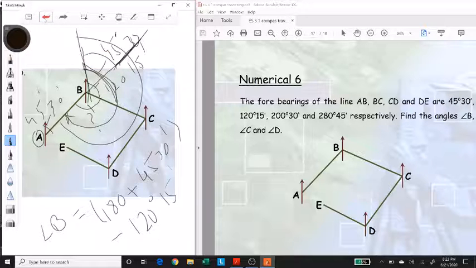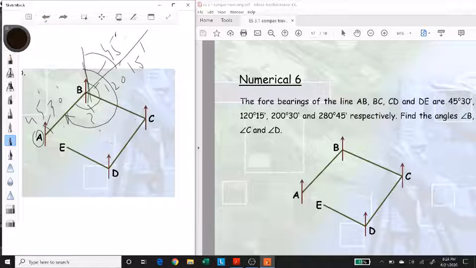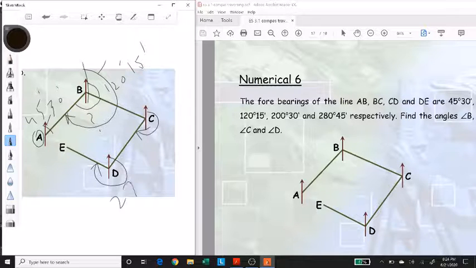Now let's try to do interior angle D. Let's do one more. Yeah, let's do interior angle D. Now for that, what they have given us is the fore bearing of the line CD, which is this one, 230 degrees 30 minutes, and they have given us the fore bearing of the line DE, which is this one, 280 degrees 45 minutes.